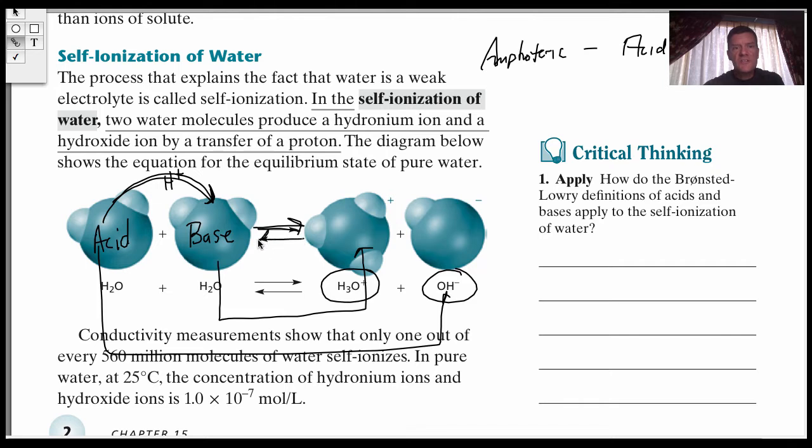In the reverse direction, this hydronium here, to go back to where we started, would have to donate back the H+ to the hydroxide, to the OH-. So this is your acid in the reverse direction, and this is your base. Remember, there are always pairs. The acid on one side is paired with the base on the other side in the reverse direction. And the base in the forward direction here is paired with the acid in the reverse direction. Okay? This is the self-ionization of water.